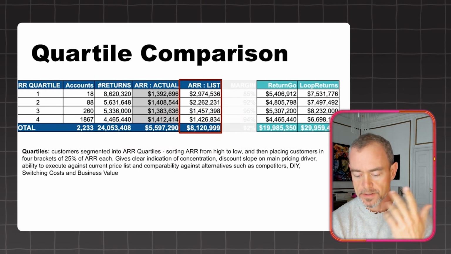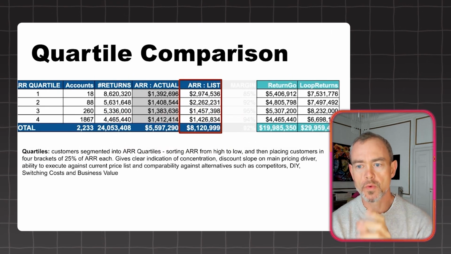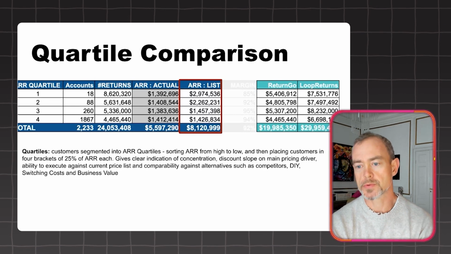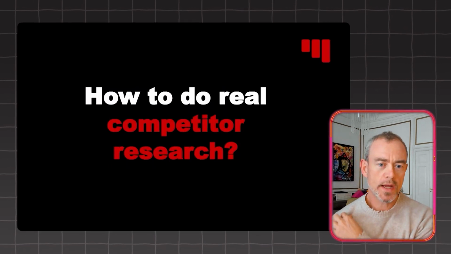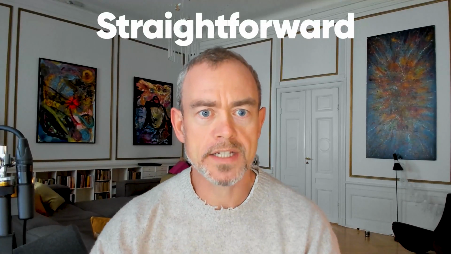So that and the expansion cube are the two ways I use to gauge whether there is pricing power. The way that I do the competitor research is relatively straightforward. And I don't know why not more people do it in B2B SaaS.